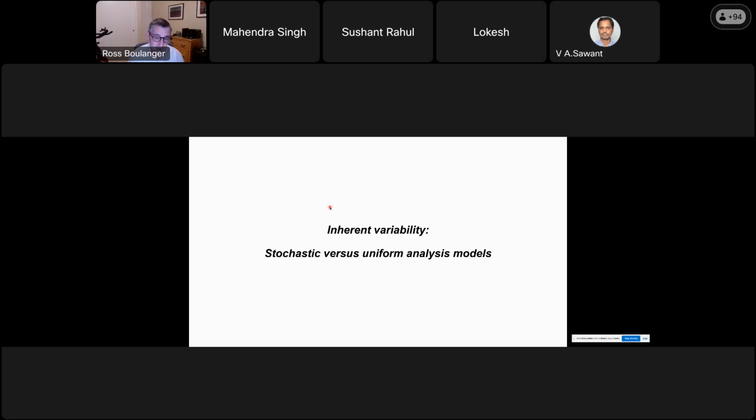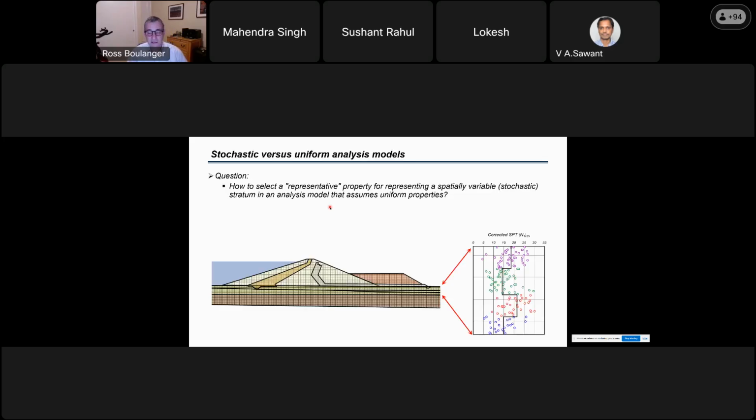Okay, so those are just some general points pulled from that part of the paper. And I'm now going to switch and look at inherent variability. And here we're going to do analyses that compare stochastic and uniform analysis models. And the question that we're posing is, how do you select a representative property to represent a spatially variable or a stochastic stratum when we run analyses, particularly when we run an analysis model, like this mesh shown here, where for an individual layer, we're going to assign uniform properties. That's our most common approach.